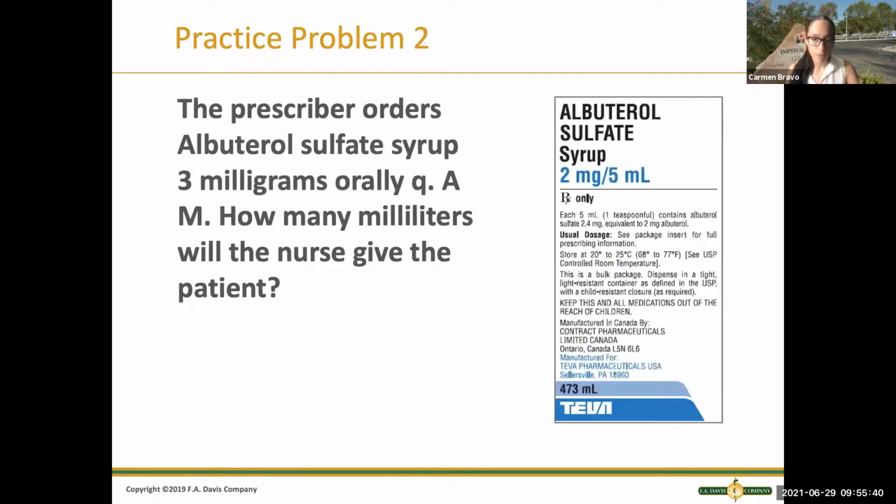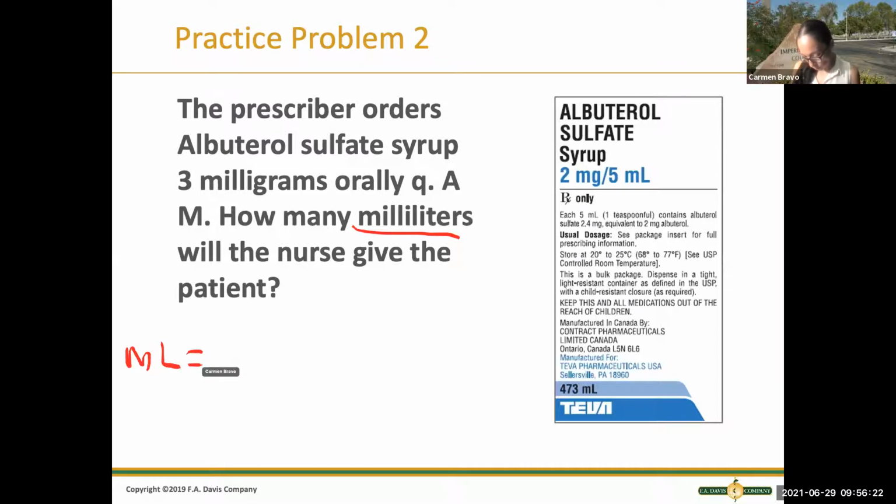Let's do this other problem. This is albuterol sulfate, a bronchodilator. Those of you that have asthma or have kids, we use this medication a lot. So the prescriber orders albuterol sulfate syrup. We still use it; Dr. Kapoor still orders syrup. 3 milligrams orally every morning. So how many milliliters will the nurse give to the patient? It's the same process, the same setup, only now we are looking for milliliters.